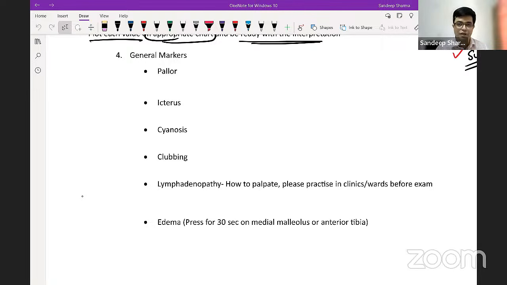Each point when you mention, if it is positive, the examiner will ask you to demonstrate it. Even if it is negative, they will ask you, where did you look out for? So when you check for pallor, what are the areas you will look for pallor? You will look for the lower palpebral conjunctiva.